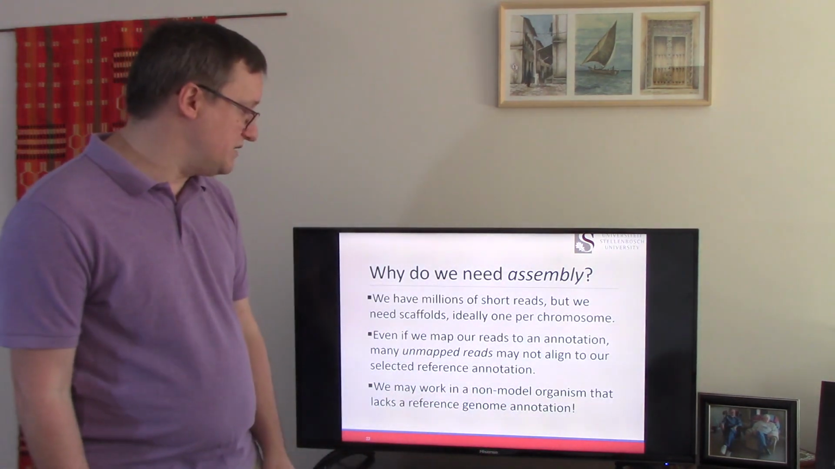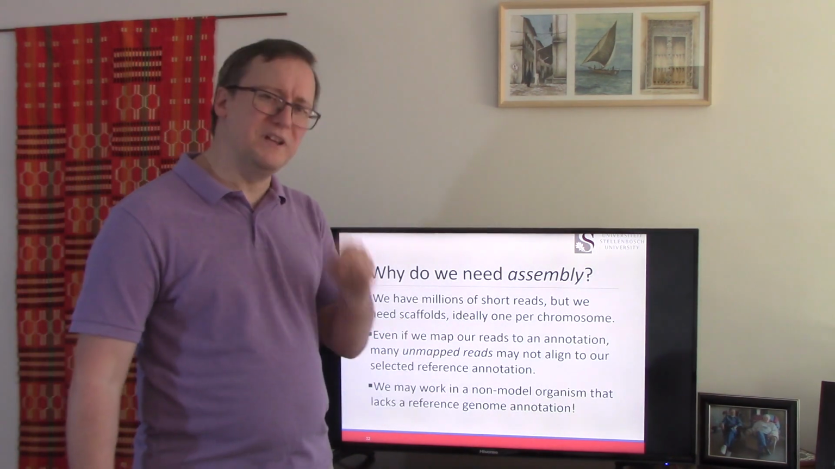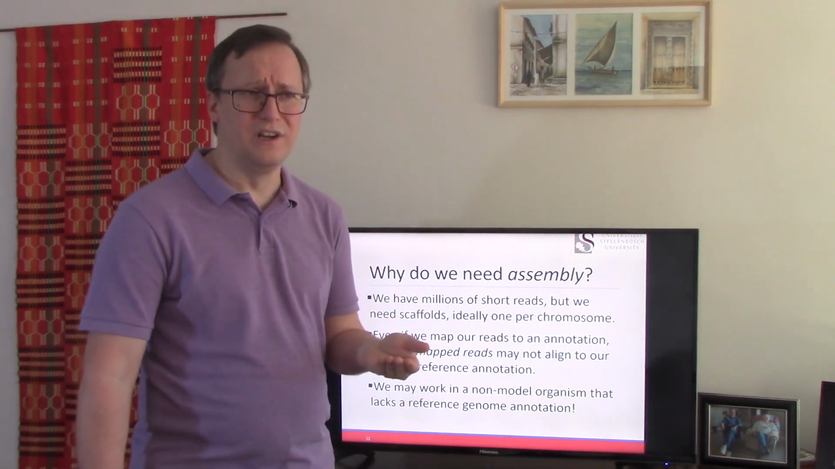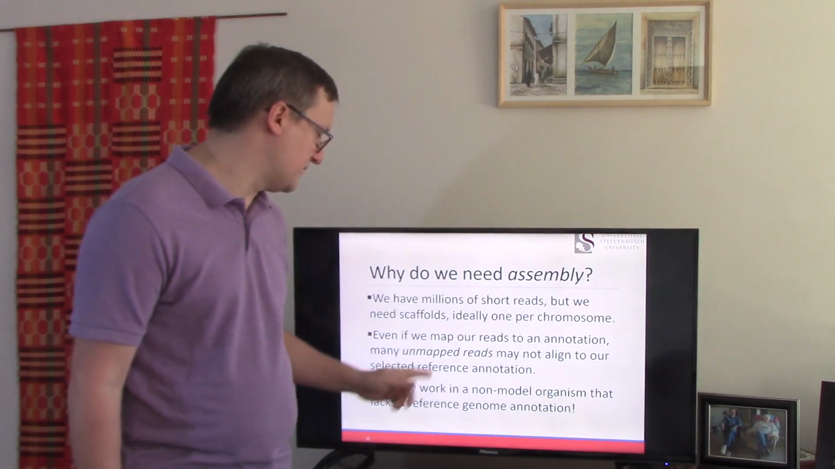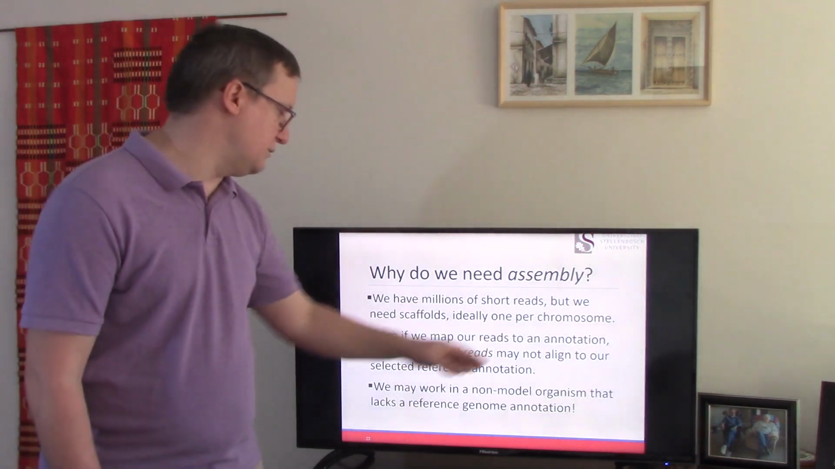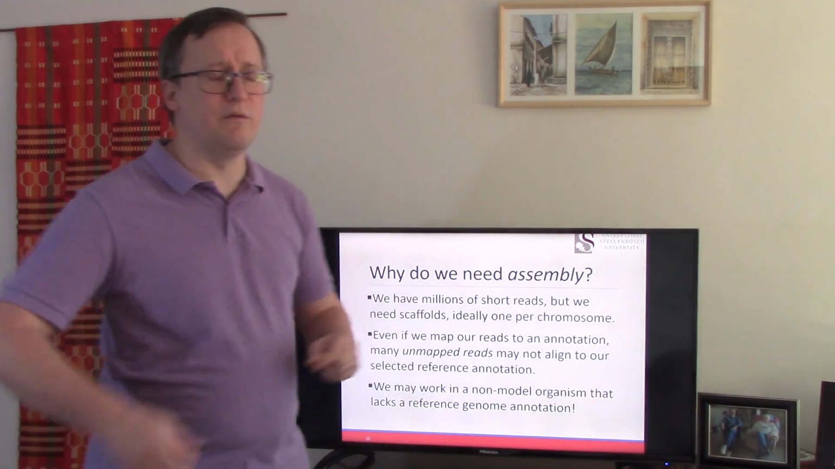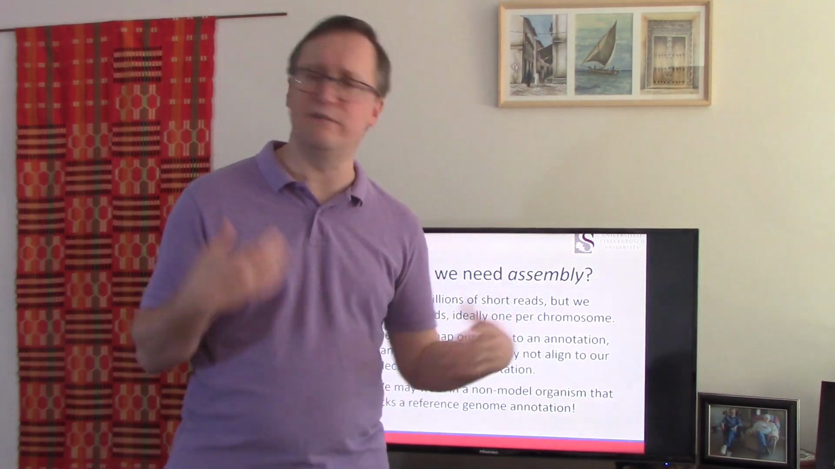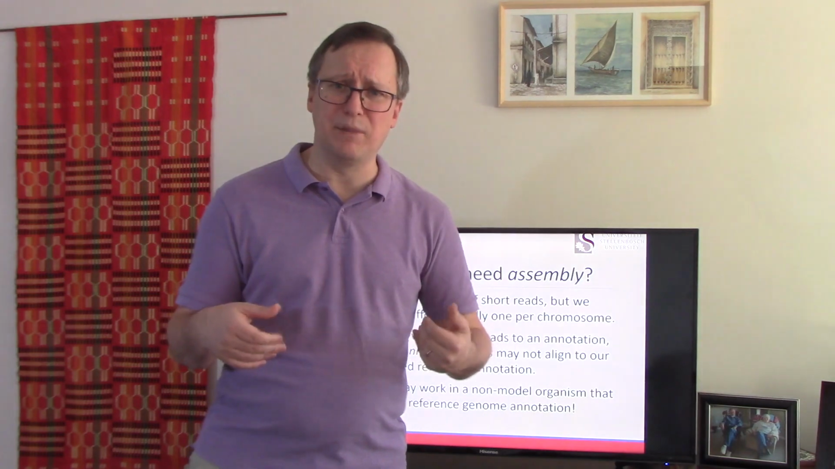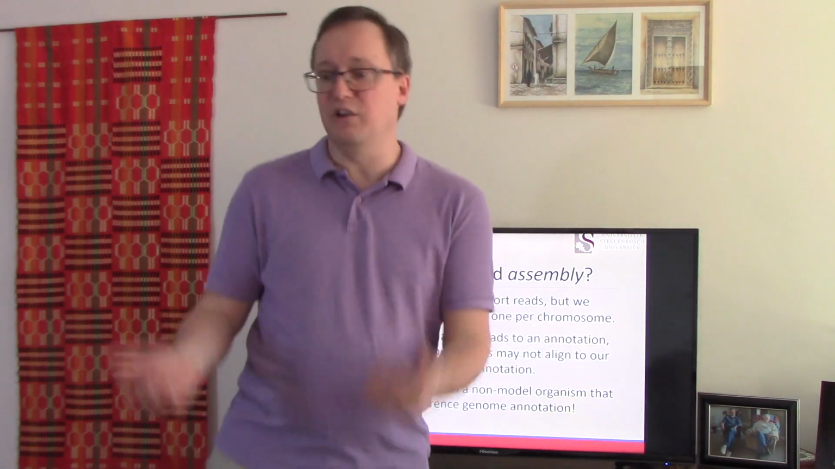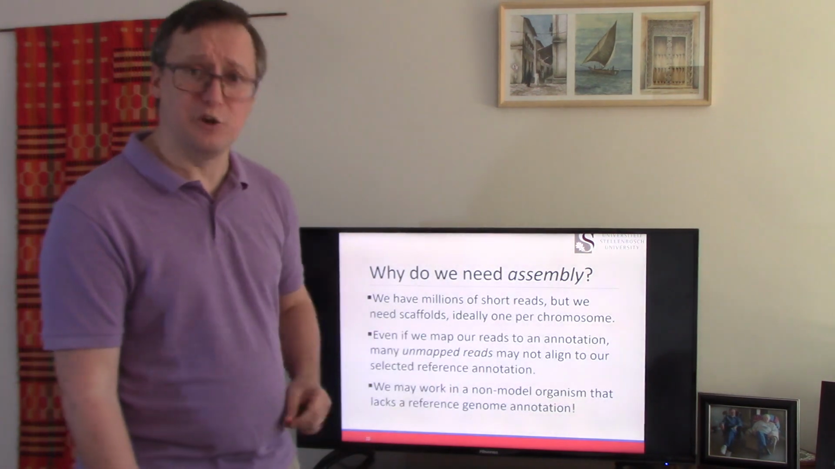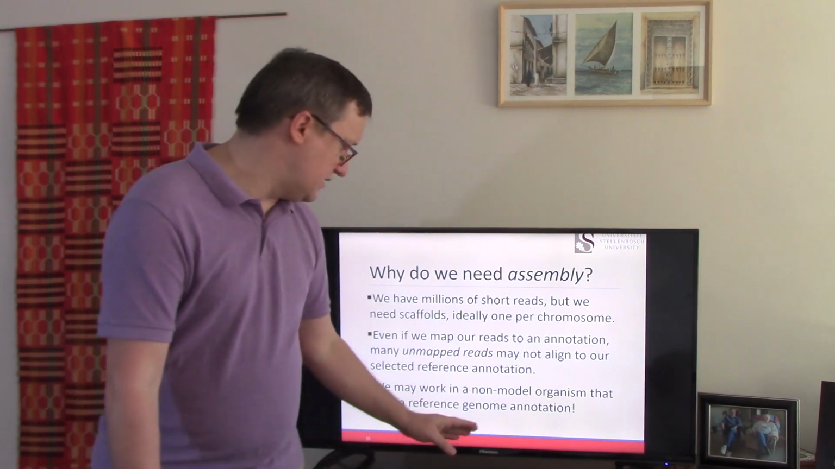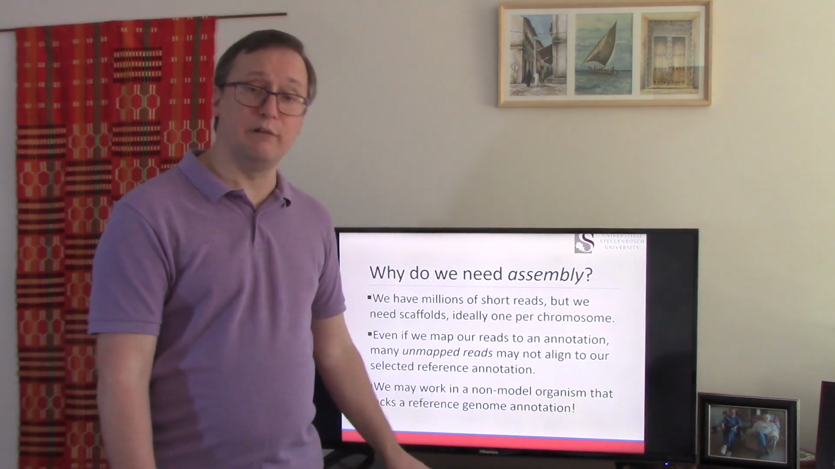Well, we've got millions of short reads, but we need scaffolds. Ideally, you would have one scaffold representing every chromosome in your species. If that's not available for you to just download, you're probably going to have some ability to do this. Even if we could map our reads to an annotation, there are going to be plenty of times where there are reads in our data set that have not mapped successfully to the genome. Maybe you allowed for one or even two or three nucleotide errors in the mapping, and it still failed to deal with this million reads that you have set on the side. In a case like that, you probably want to know what they represent, and assembly is one way to get that information. So it might be that you just work in a non-model organism that lacks any reference genome annotation.